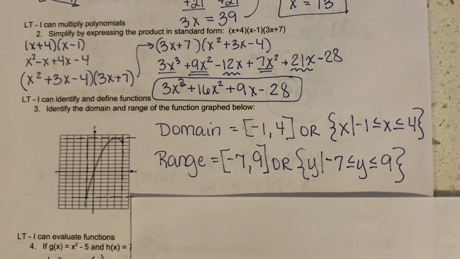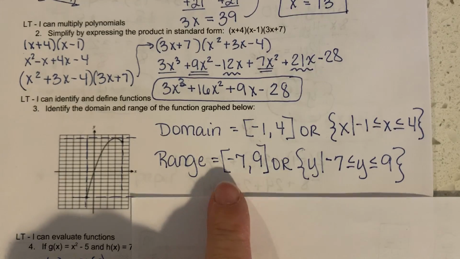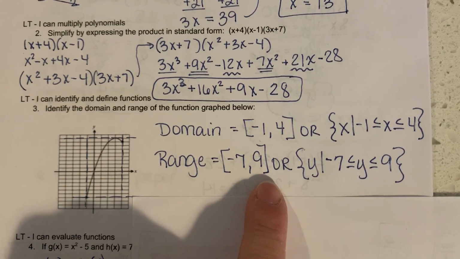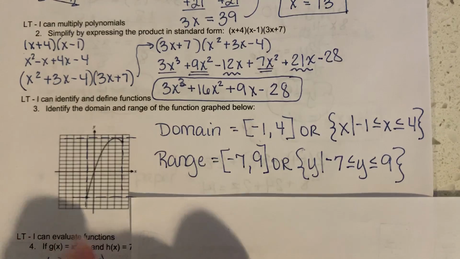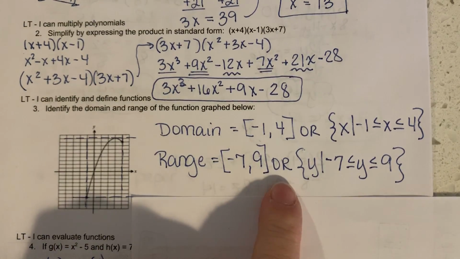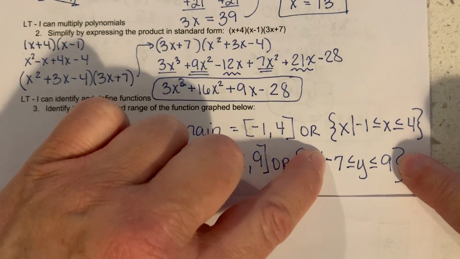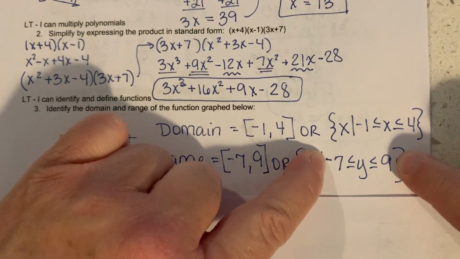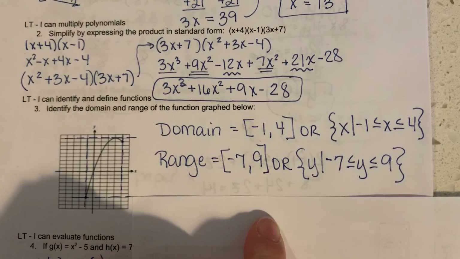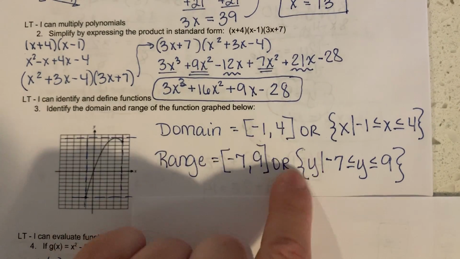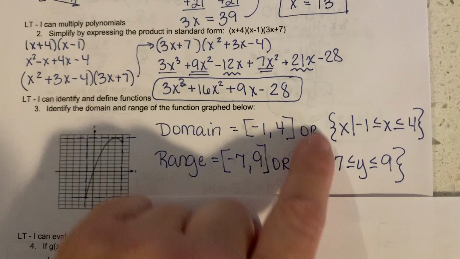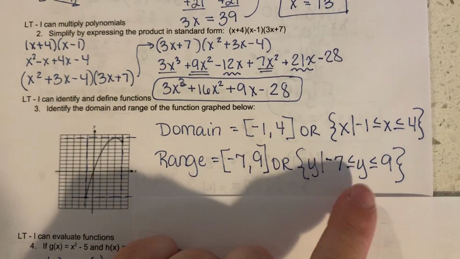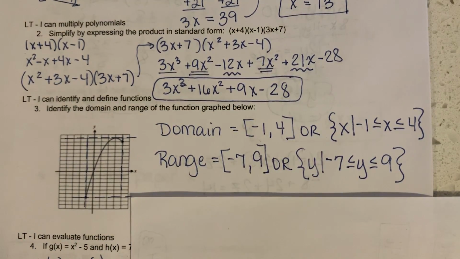So our range then is bracket negative 7, comma 9, close the brackets. Again, they're both included, nothing's open. Or you can write it this way: negative 7 is less than or equal to y, which is less than or equal to 9. Or you can write it in set notation where you have the little bracket that says y such that negative 7 is less than or equal to y is less than or equal to 9.